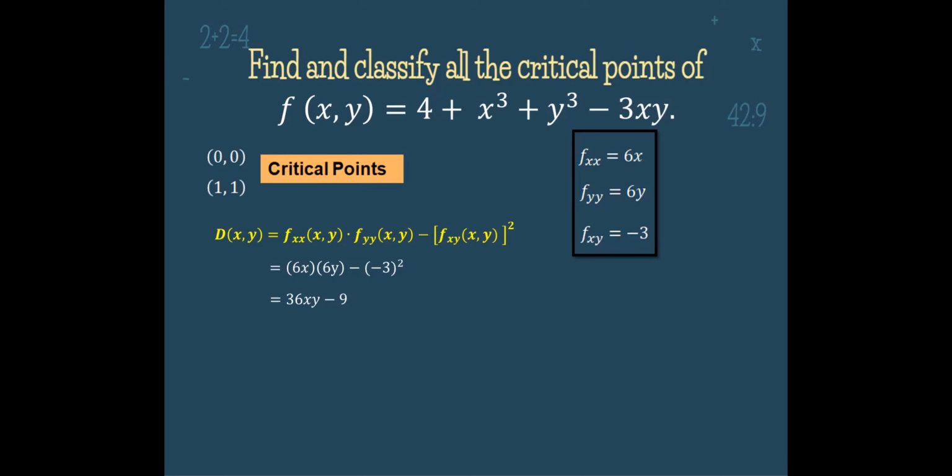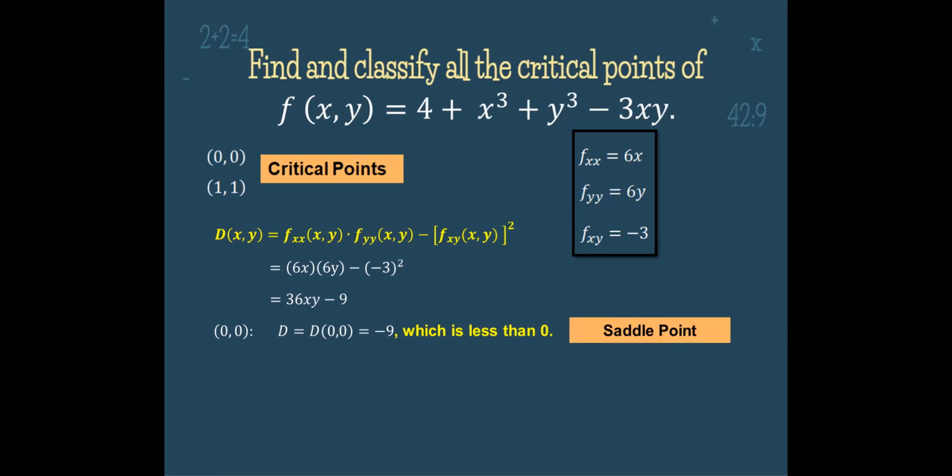So let's start first with (0, 0). For D at (0, 0), we replace x and y by 0. So 36 times 0 is 0, and 0 minus 9 is negative 9, which is less than 0. So for (0, 0), D is negative, and so it must be a saddle point.